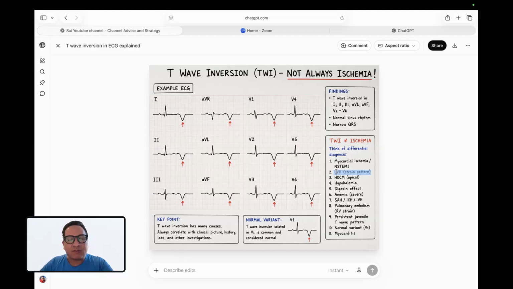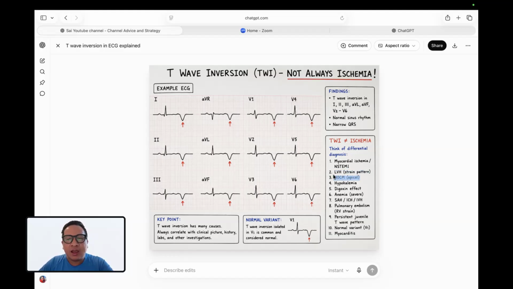This is the first, and the second is that if there are very deep T inversions in V2, V3, V4, V5, and V6, we're going to think about hypertrophic obstructive cardiomyopathy.